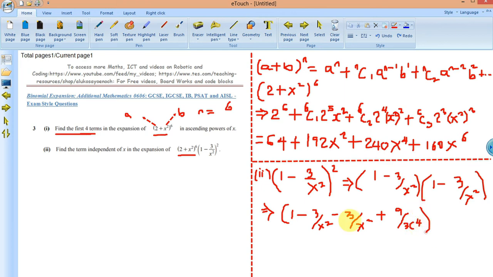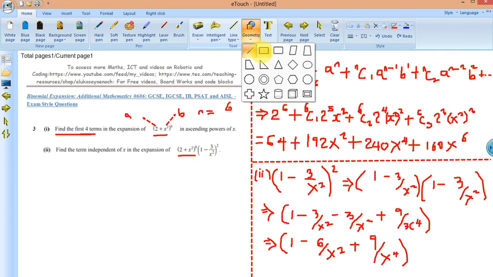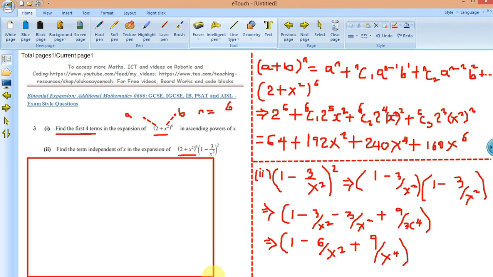Okay, finally, I don't need to waste much time here. Let me write this because I just need the term independent of x. So I have 1 minus 6 over x squared, then plus 9 over x to the power 4. Hope you understand what I'm doing, guys. Then I want to multiply this out with the other expansion. The best thing is to show you in a square box. Let's complete everything here.